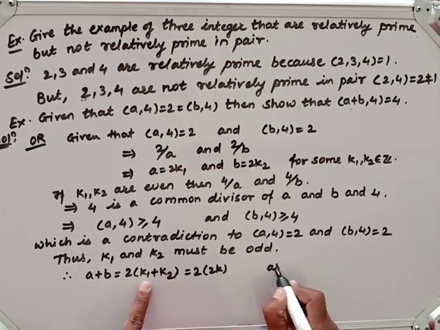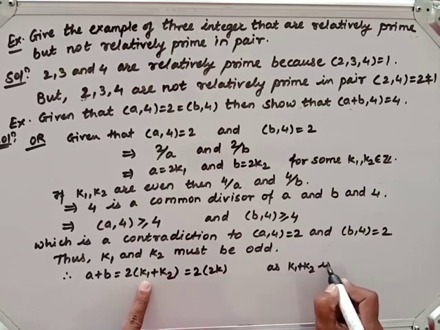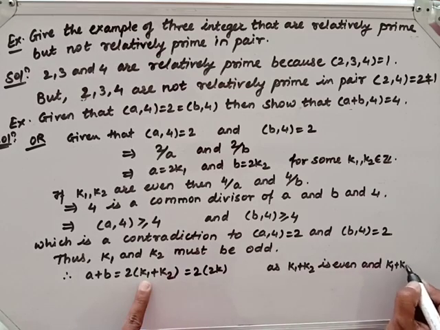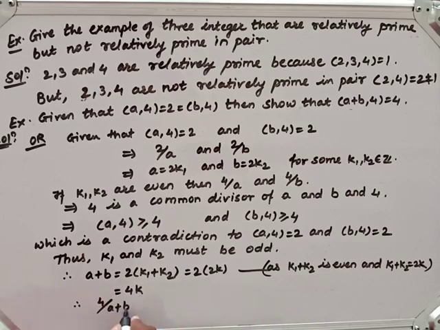As k1 plus k2 is even, and we had assumed that k1 plus k2 is equal to 2k. Addition of two odd numbers is even. That's why these are even. So, this is equal to 2k, that is 4k. Therefore, what we get? 4 divides a plus b.